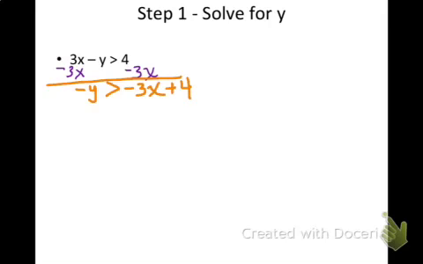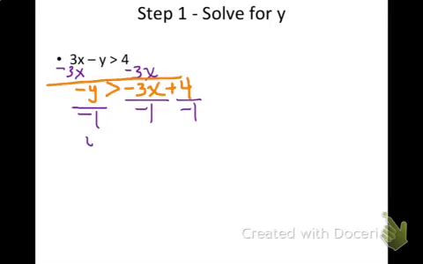Okay, I just put the negative 3x in front so that it would be in the mx plus b form, but it's really all the same thing. Now the last thing I have to do is get y by itself, and that negative is messing things up. It's being multiplied times negative 1, so I'm going to divide everything by negative 1. Whatever you do to one side, you have to do to the other.